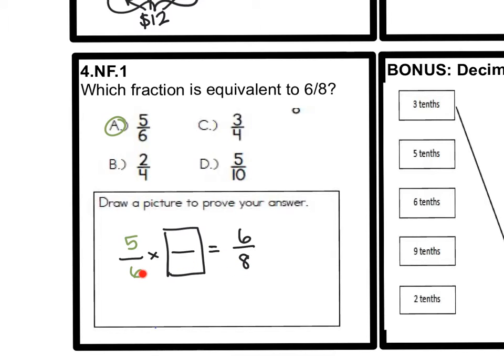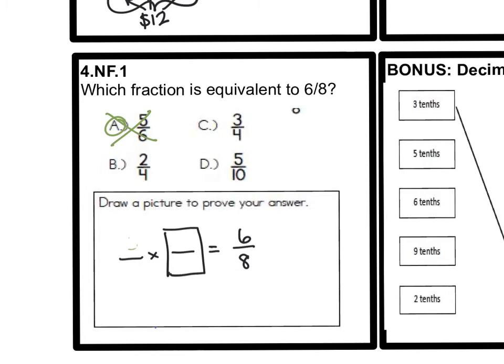So I'm going to start here. If it does, then they're possible equivalents. If not, then it doesn't. So 6 times nothing gives me 8. So this one alone, I know, is not going to give me the answer I'm looking for. Let's go ahead and erase this and cross out 5/6, because that will not give me a correct answer.